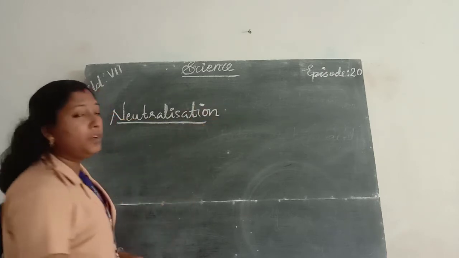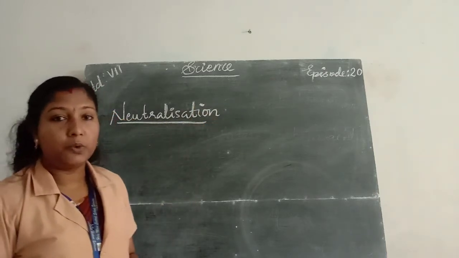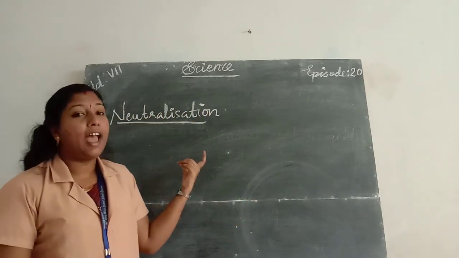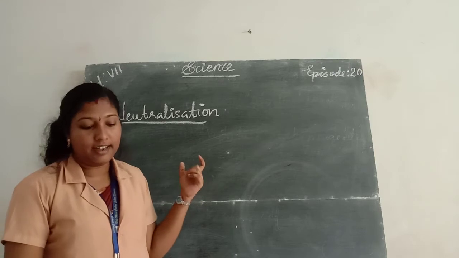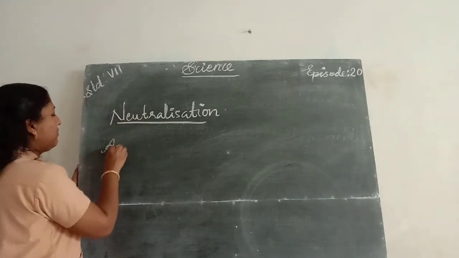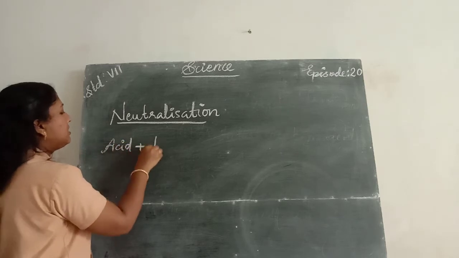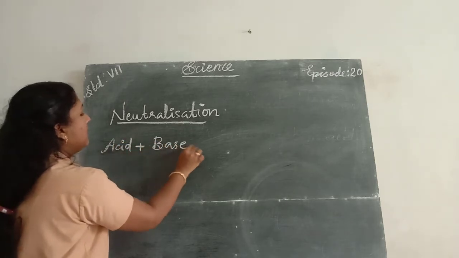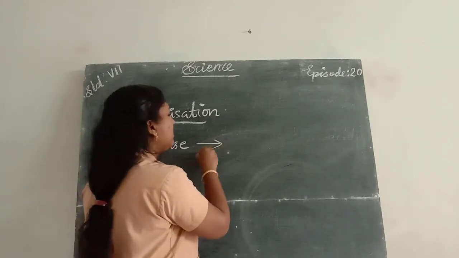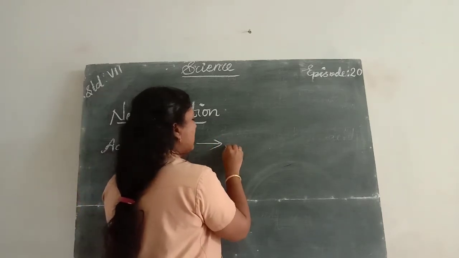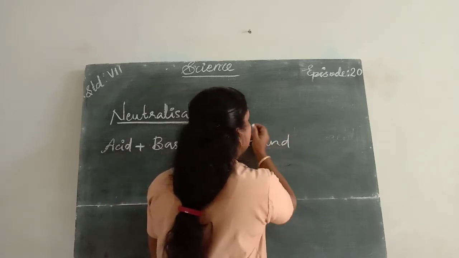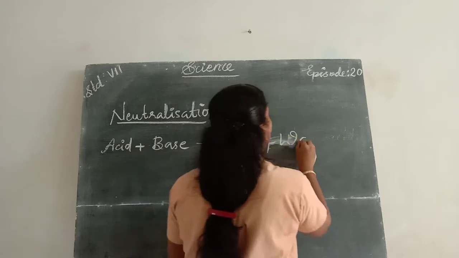What do you mean by neutralization? The reaction between an acid and base is known as neutralization. After neutralization, the products are salt and water.